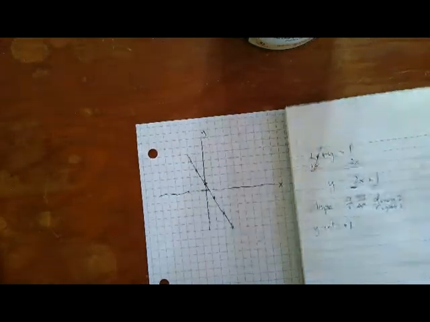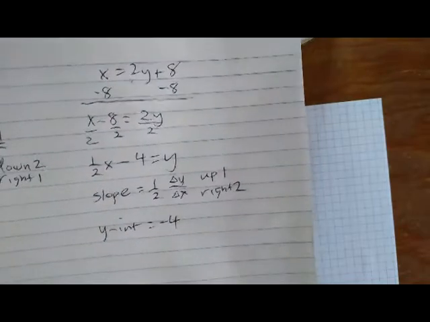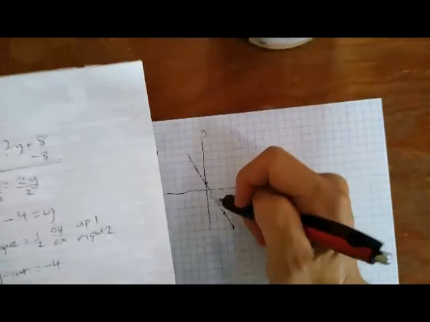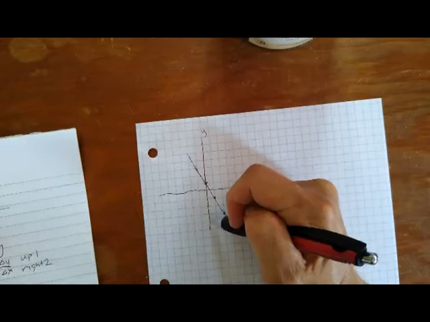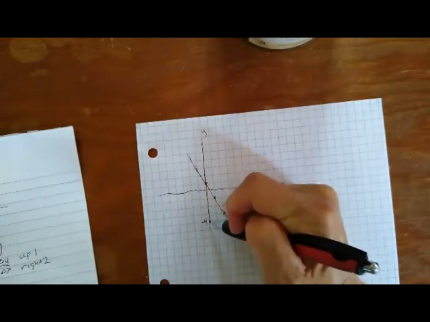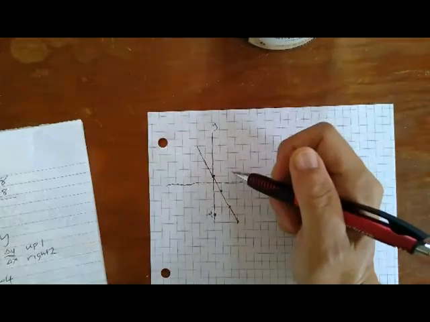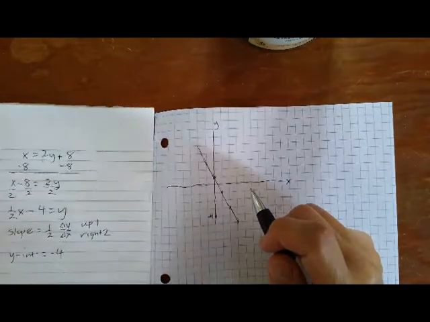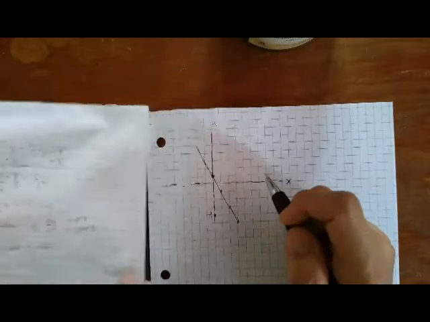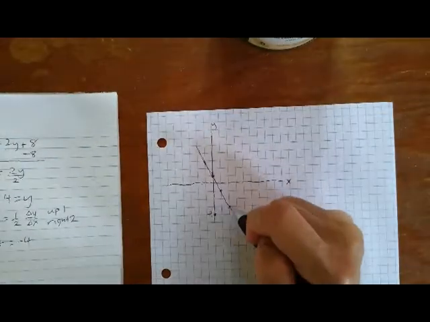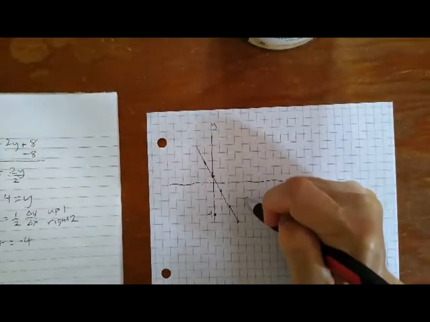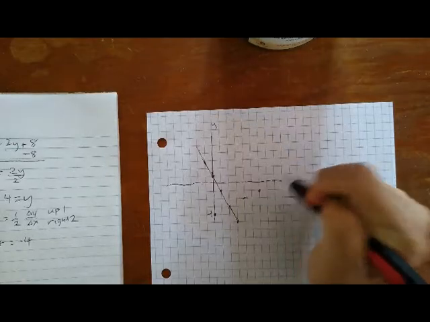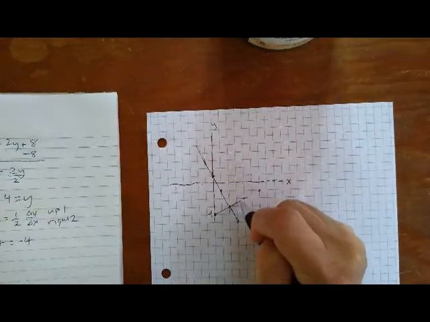Okay, we're going to do it again. The second one, y-intercept is at negative 4. So on the y-axis, 1, 2, 3, 4, right here, negative 4. The slope, we are going to go up 1 and right 2. So up 1, right 2, up 1, right 2. And then we connect the dots.